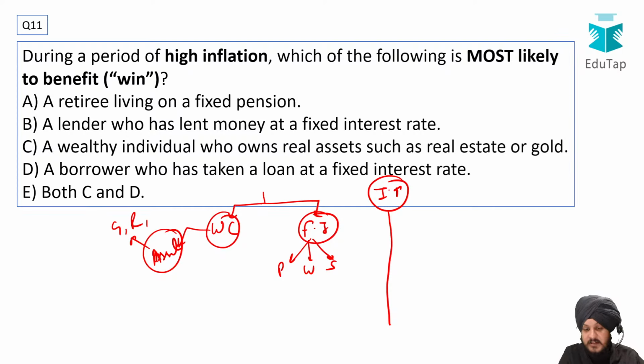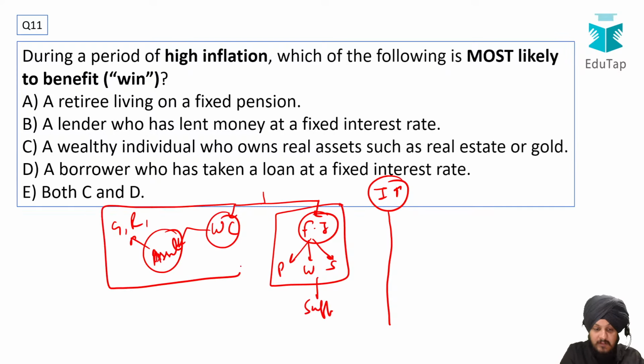Now when the inflation increases as a part of the economy, what basically happens? These people are going to suffer. Why? Because their income is fixed, right? And the income is not increasing with the pace with which the inflation is increasing. So they are going to suffer. But these wealthy people are holding different sorts of assets, so the value of these assets is going to increase in the market. So they are going to get benefited as a part of it.